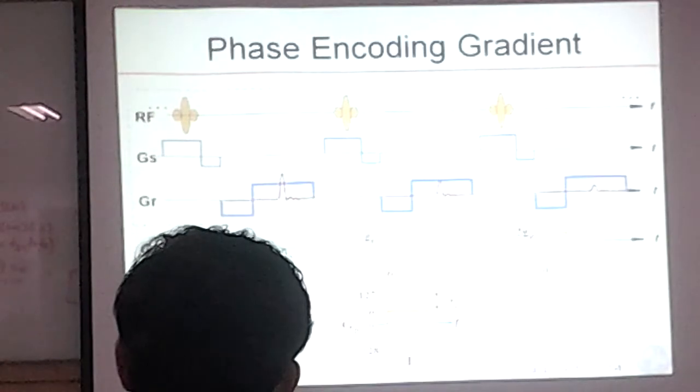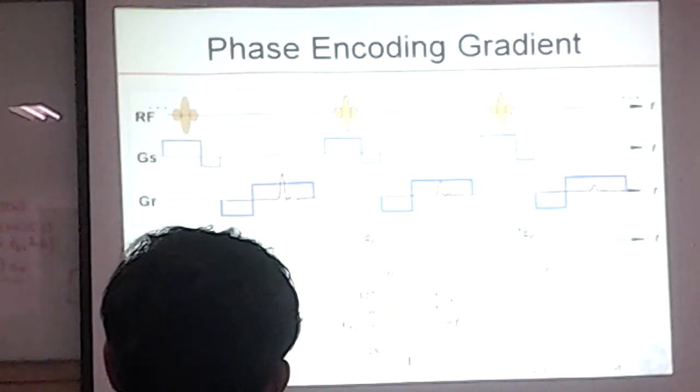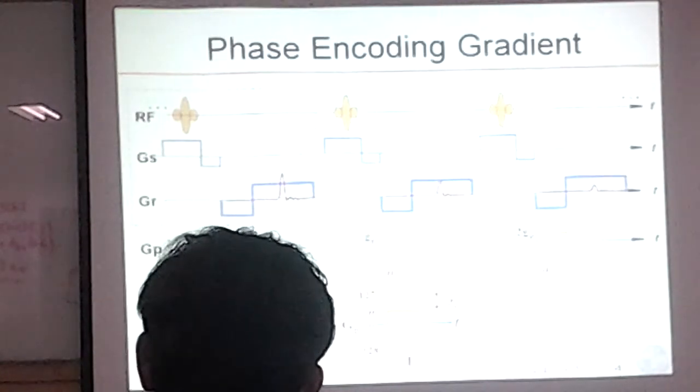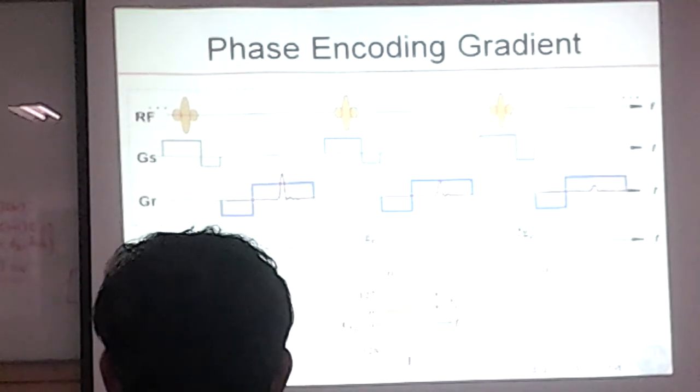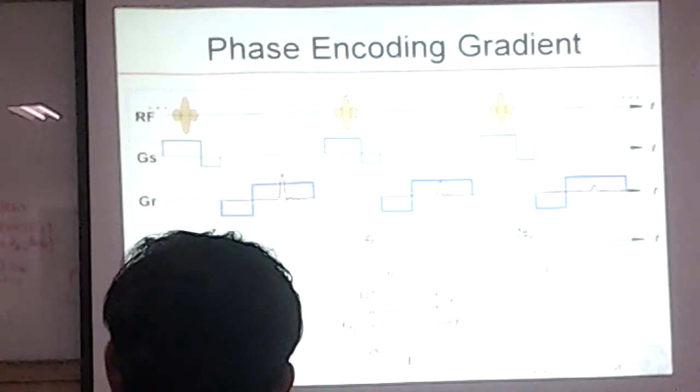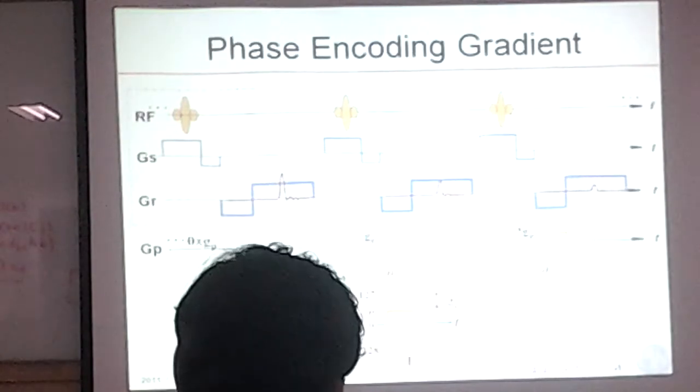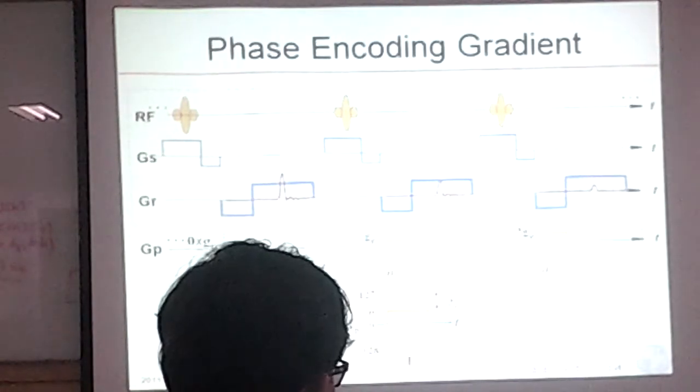So the data acquisition point is determined by the image matrix size. For example, if you want to get a 256 image, then we have to get 256 samples of data in this direction. And in the phase encoding direction, the number of phase encoding steps should also be 256. Is it clear? Okay.